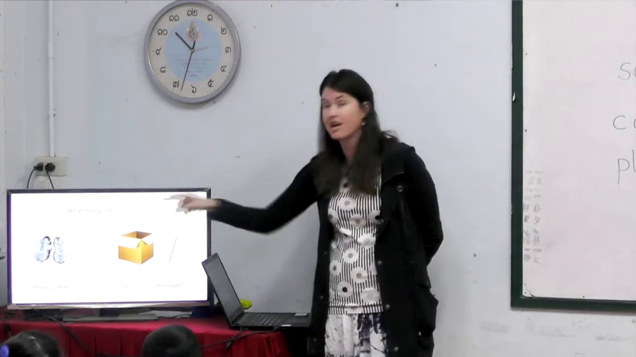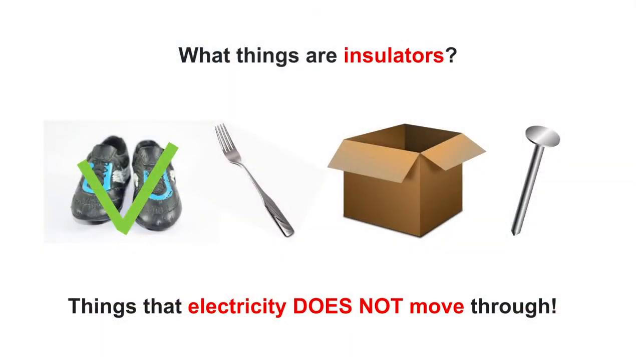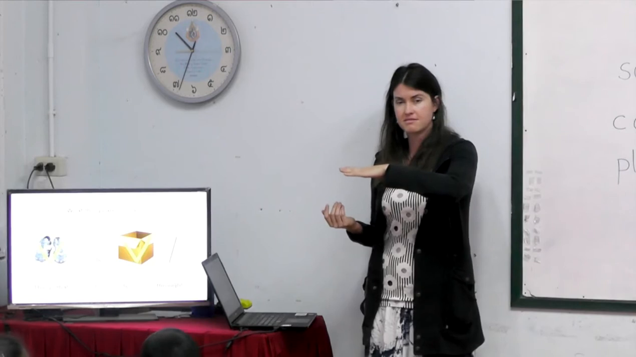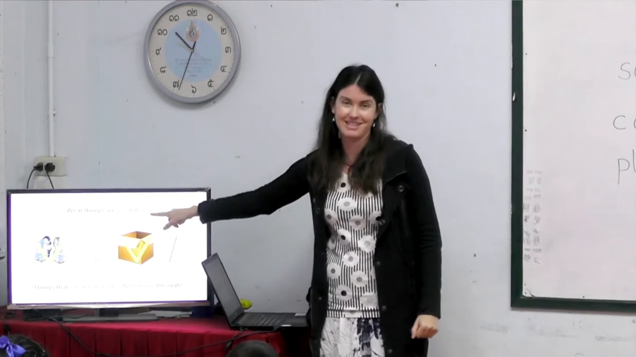Good, friends. Probably our shoes and our cardboard box are going to be good insulators because electricity cannot go through them. It's going to stop that electricity. Our metal nail and metal fork, those are conductors. The electricity can move through them. But our insulators, the box and our shoes, can electricity move through those? No. That electricity is stopped by those insulators.